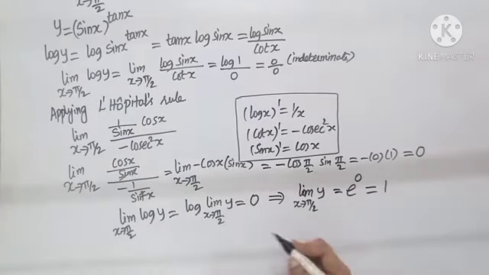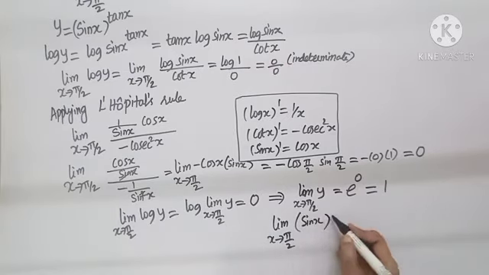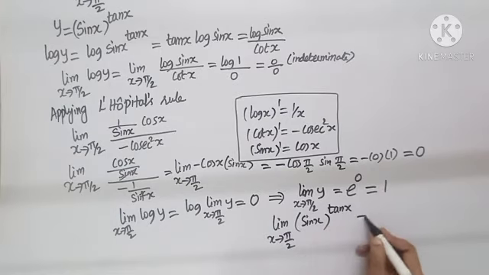Take and write the question. Limit x tends to pi by 2 (sin x) the whole power tan x is equal to 1, and that is the answer.